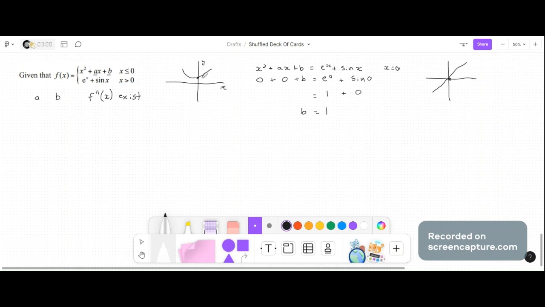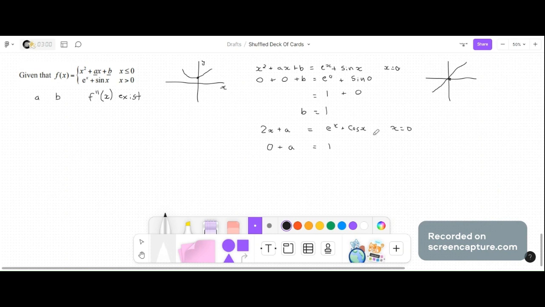Now we need to make them the same gradient. So if we take the gradient function of both, we're going to have 2x plus a equals e to the x plus cos of x. Then we're going to simply substitute x equals 0 again, because they've got to have the same gradient when x equals 0. So it's going to be, well, that's 0 plus a equals, well, e to the 0 is 1 again.